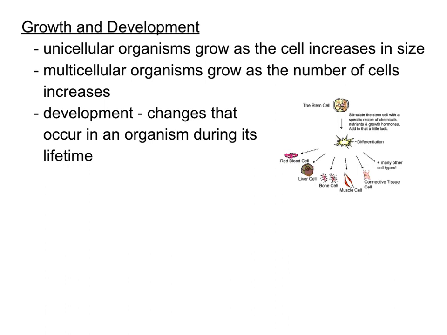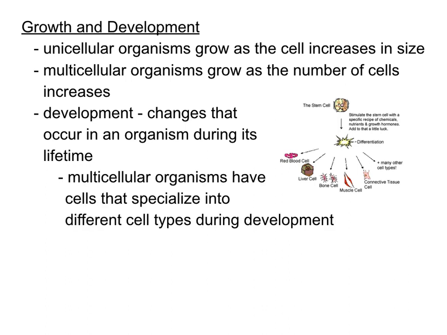So they went through a process called differentiation. And that happens in multicellular organisms. So they have cells that are going to specialize into specific different cell types during this development. So again, they go through differentiation to become like red blood cells and liver cells and bone cells and muscle cells and connective tissue cells and all the other kinds of cells that there are. So that happens in multicellular organisms.